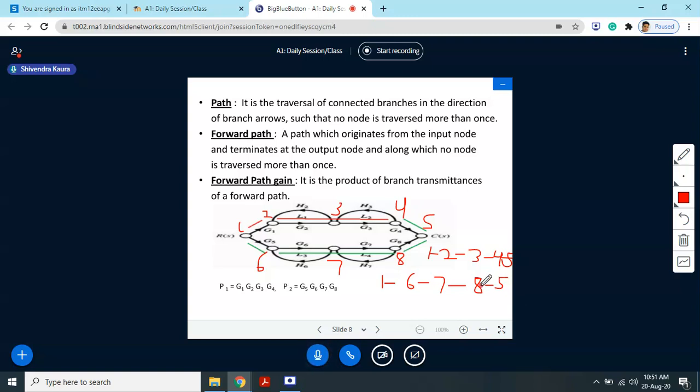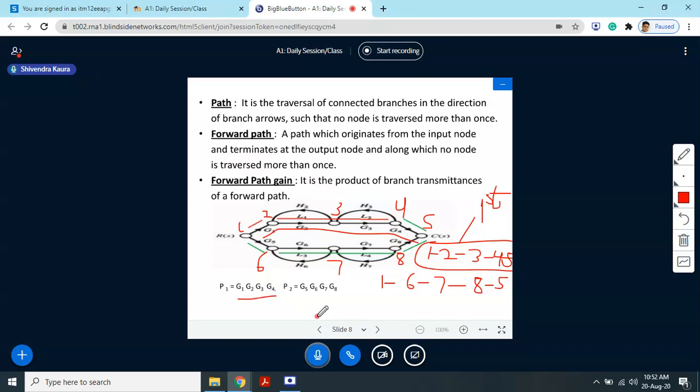Now a term again comes, that is forward path gain. What is the gain of that path? This is the representation of the path, how we are going from one node to another node. The gain will be the multiplication of the transmittances coming in between along the path. So if we consider this first path, then our path gain will be, from 1 to 2, G1 into G2 into G3 into G4. So the gain will be G1, G2, G3, G4.